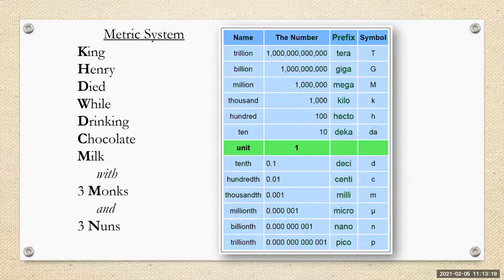I also added with 3 monks and 3 nuns, because the monks and the nuns have to do with micro and nano. You guys mostly work in milli and micro doses, I believe. So you really want to understand that you need to be able to convert between these different units. The really simple way to do it is you just either multiply or divide by 10, or if you want, you can think of it as moving the decimal over 1 or moving the decimal back 1.